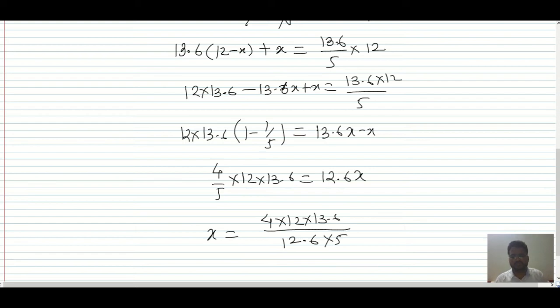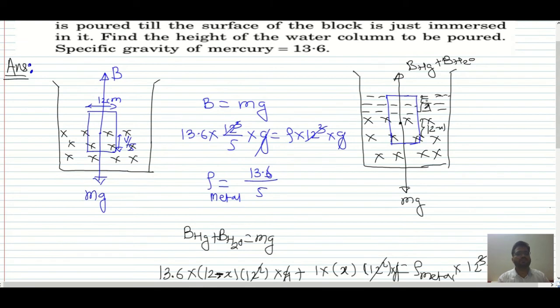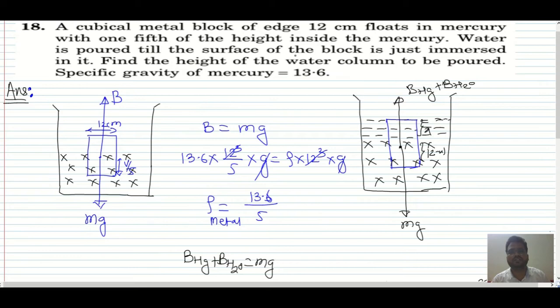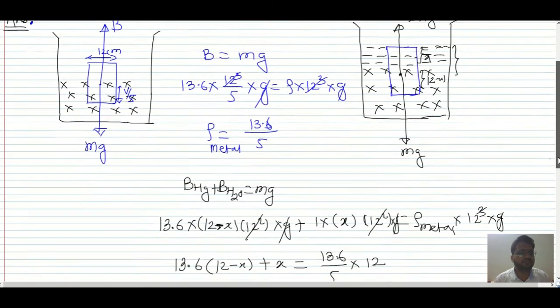तो अगर इसको सॉल्व करूँ मैं तो you will get 4 into 12 into 13.6 divided by 12.6 divided by 5, and you will get x is equal to 10.36 centimeter must be inside the water. ठीक है, 10.36. हमको क्या चाहिए? Water is poured till the surface of the block. It just immerses. Find the height of the water column. तो height of the water column कितना है?